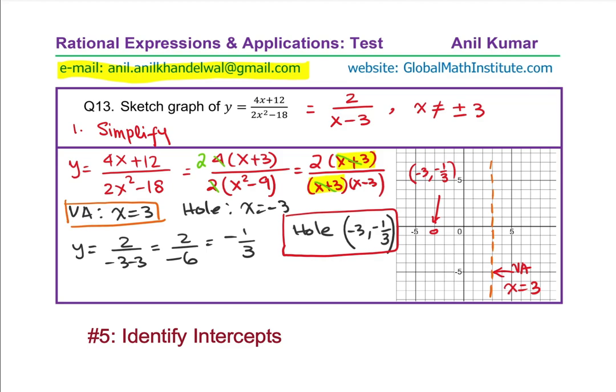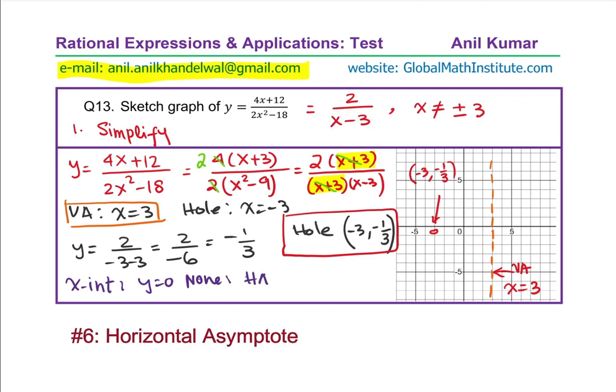Now we can find the x and y intercepts. So the x-intercept is when y equals 0. Well, y is never 0, but you can see that in this expression, the denominator is of higher degree. So there is none, right? But what do you notice here? Since the denominator is of higher degree, we have a horizontal asymptote, which is y equals 0.